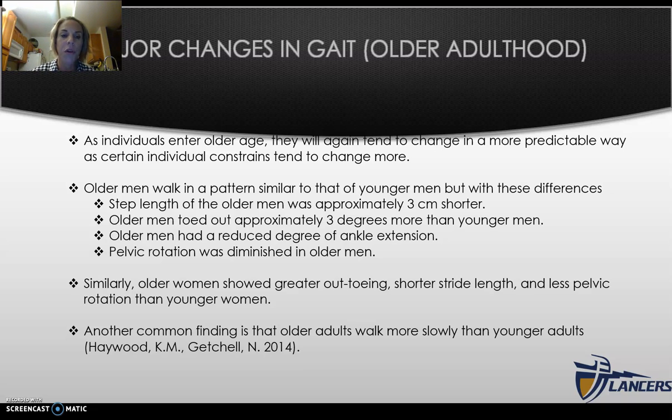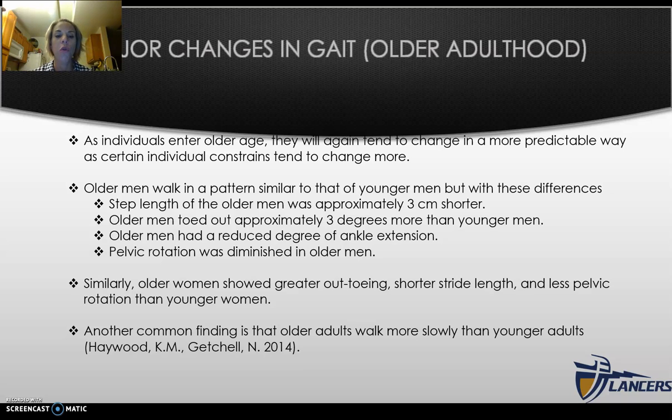Then going into older adulthood, as individuals enter older age, they will again tend to change in a more predictable way as certain individual constraints tend to change more. Older men walk in a pattern similar to that of younger men, but with a few differences. Step length of the older men was approximately 3 centimeters shorter. Older men toed out approximately 3 degrees more than younger men. Older men had a reduced degree of ankle extension. And pelvic rotation was diminished in older men as well.